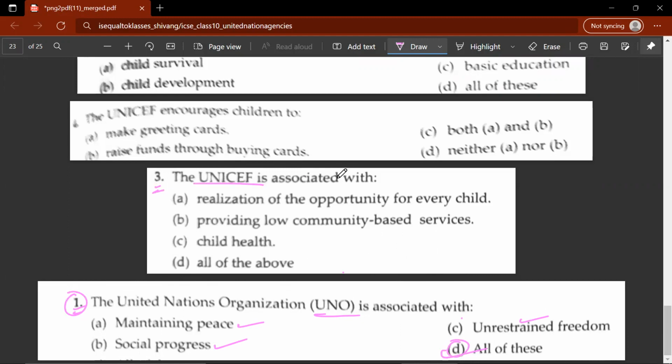The third question: the UNICEF is associated with the realization and opportunity for every child, providing low community-based services, child health. So D would be the correct answer. Let's move on to the fourth question. The UNICEF encourages children to make greeting cards, raise funds through buying cards. C or D, the correct answer will be D. Neither A nor B.